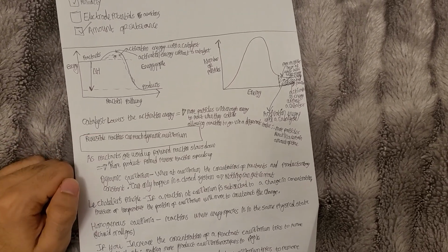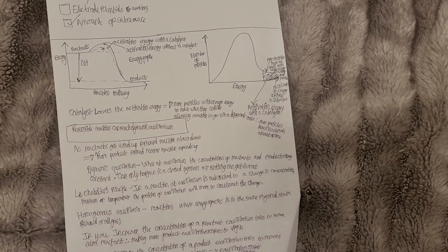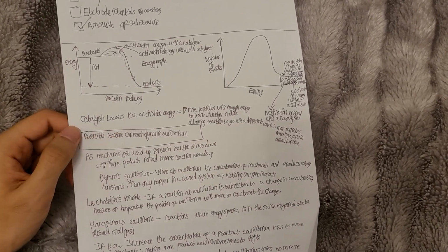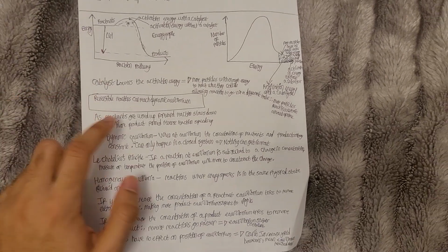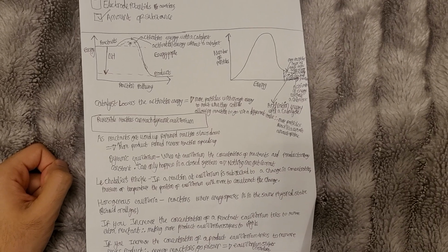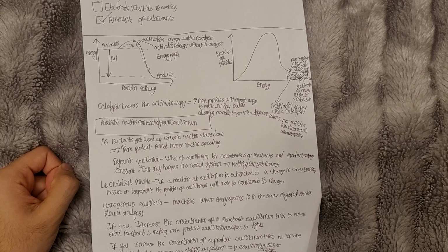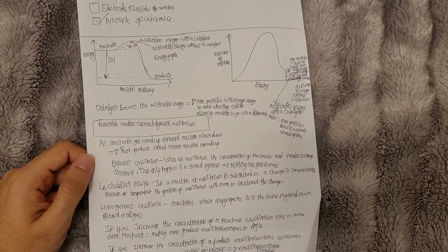Reversible reactions can reach dynamic equilibrium. A reversible reaction is a reaction that can go forward or backwards, so they can reach dynamic equilibrium. As reactants get used up, forward reaction slows down. As more products form, reverse reaction speeds up.